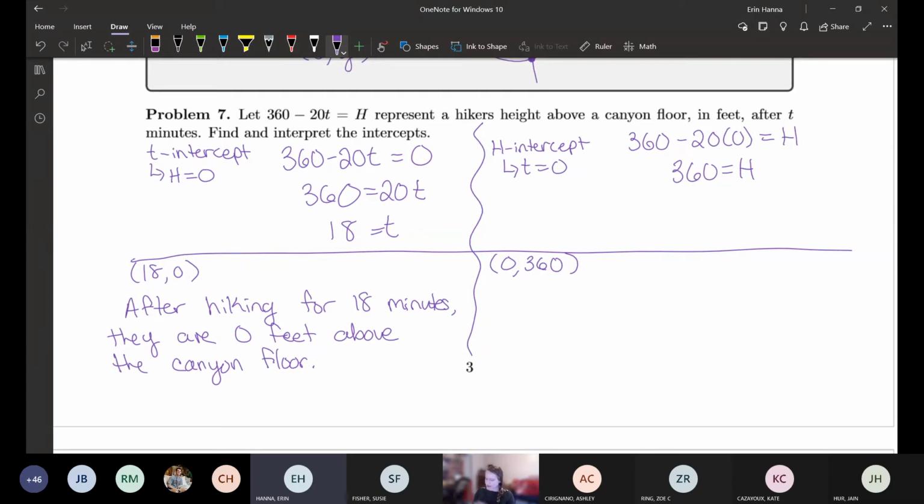Whereas with (0, 360), that would be 0 minutes, 360 feet. So essentially before they even start going anywhere, after 0 minutes, they're 360 feet above. I don't usually like saying after 0 minutes, so I'll usually say something like they start 360 feet above the canyon floor. Again, if you said after 0 minutes, they are 360 feet above the canyon floor, that's technically correct. I think saying after 0 minutes sounds a little silly, but whatever, float your boat. As long as it gets the point across that it's 0 minutes, 360 feet above canyon floor.